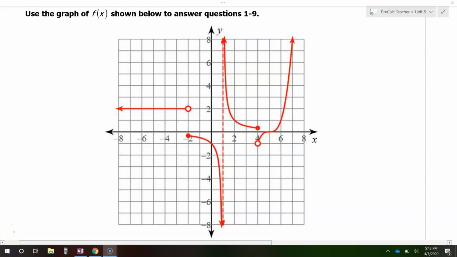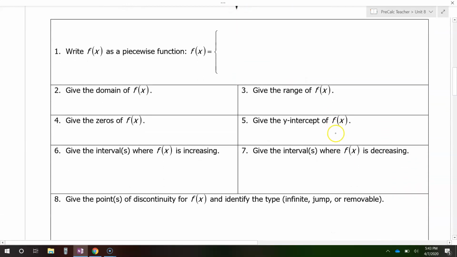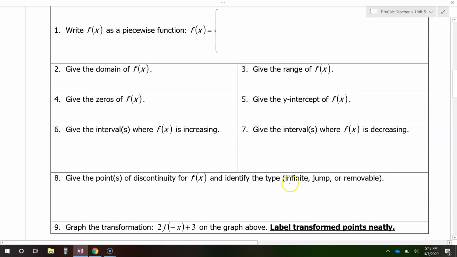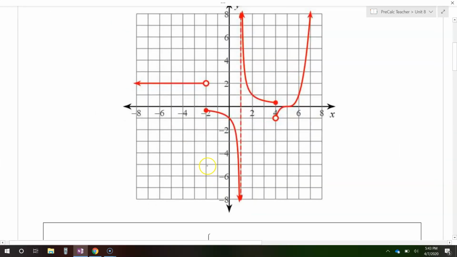In this video, I will show you how to take this crazy piecewise function and do some wicked function analysis on it. We're going to write a piecewise function, talk about the domain and range, discover the zeros and the y-intercepts, increasing and decreasing intervals, as well as points of discontinuity. Sounds like a lot, because it is.